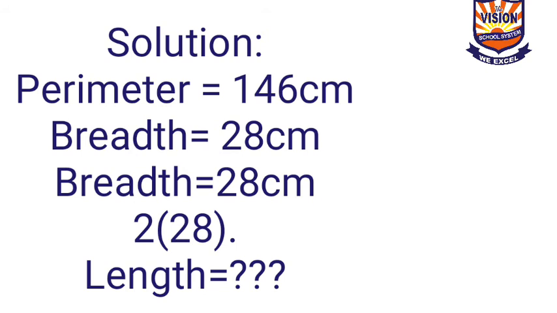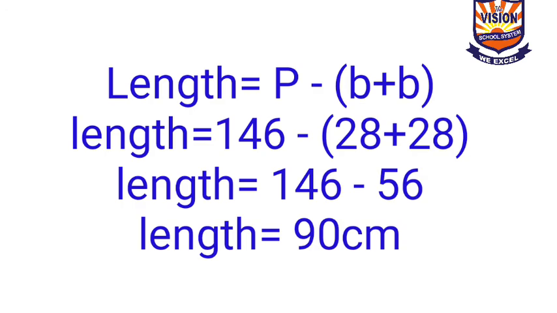Perimeter is equal to 146 cm, breadth 28, second breadth will be 28 and we have to find the length. Now the method is: length is equal to perimeter minus breadth plus breadth. Now we will write the perimeter as it is, 146, then the sign of subtraction and then the measurement of breadth, 28 plus 28. Second step, again we write the perimeter as it is, then the sign of subtraction, and when we add 28 plus 28, the answer will be 56. Now the last step, we will subtract 56 from 146, the answer will be 90.